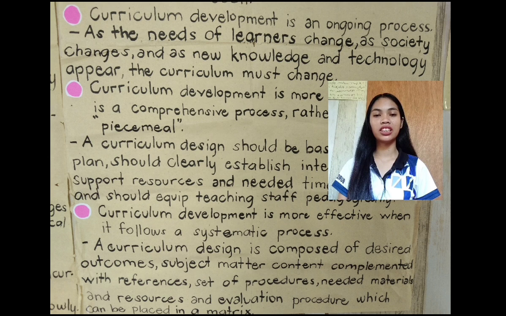A curriculum design is composed of desired outcomes, subject matter, content complement with references, set of procedures, needed materials, resources, and evaluation procedure which can be placed in a matrix. So, we can say that a curriculum is effective when it follows a systematic process and also answers our questions: who will be taught, what will be taught, and how will it be taught.